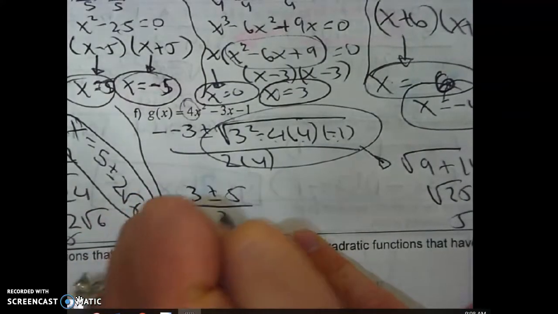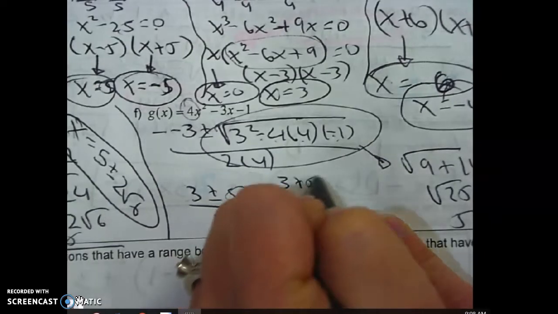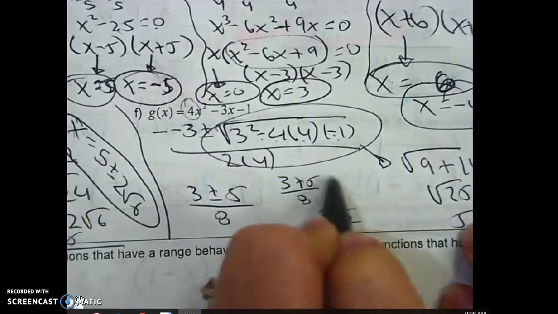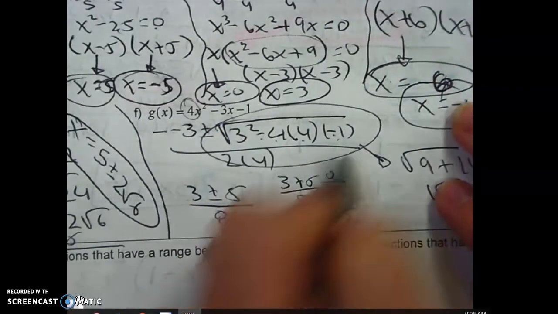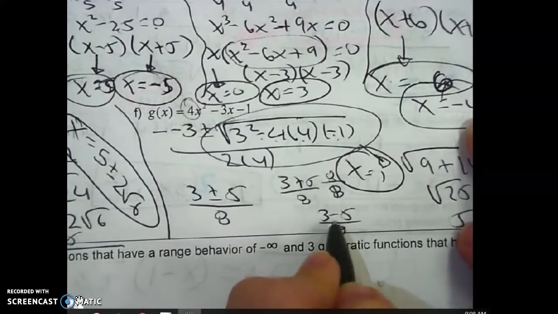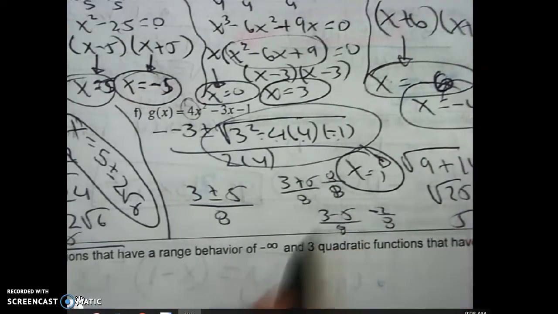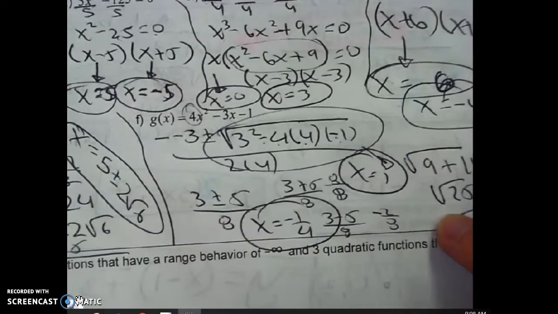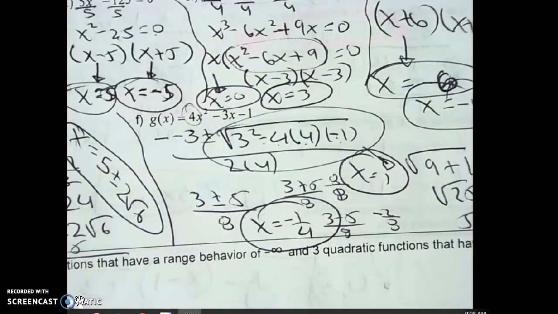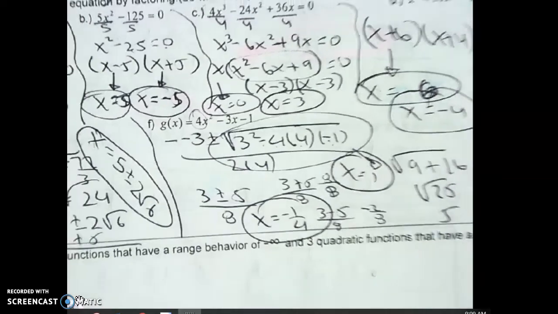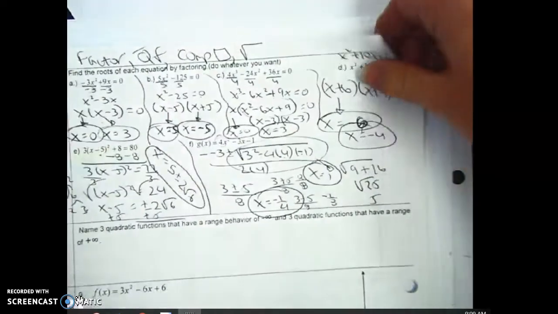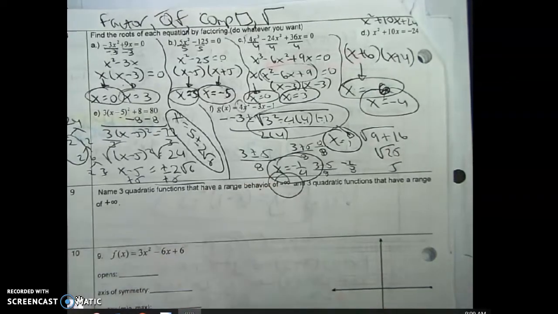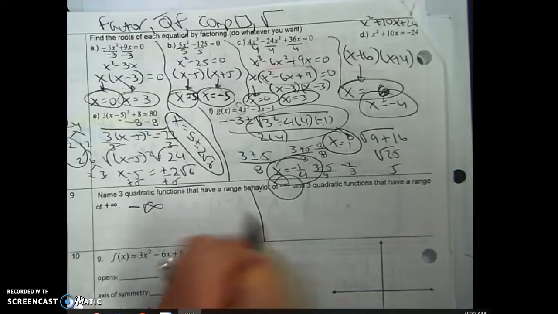3 plus or minus 5 over 8, which is 3 plus 5 over 8, and 3 minus 5 over 8. So I get 8 over 8, which is 1. And 3 minus 5 is -2 over 8. Don't give me -2 over 8. Give me -1/4. So I guess I could have factored that one, but sometimes it's just easier to do the quadratic formula.